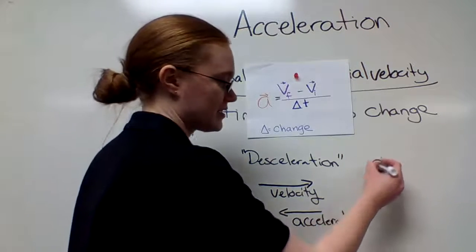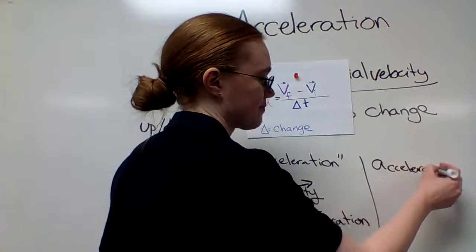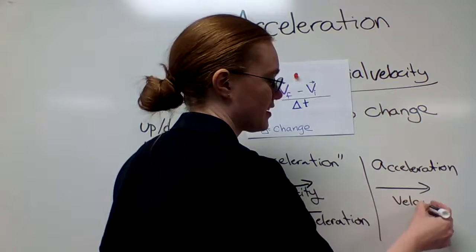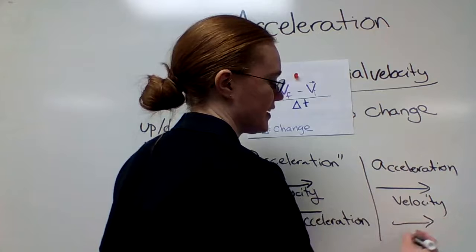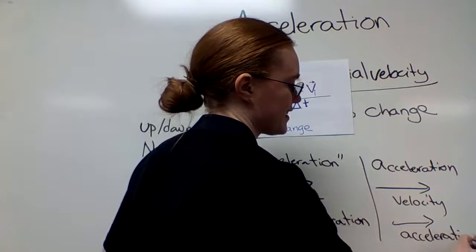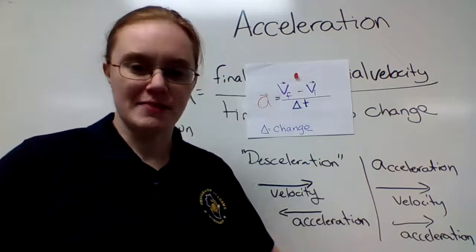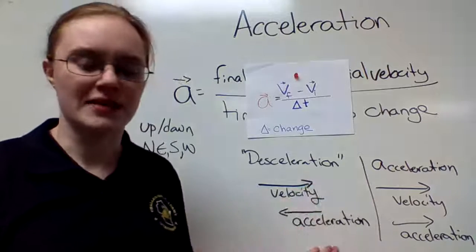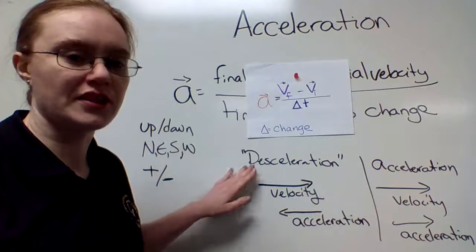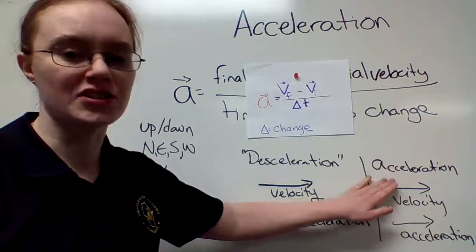So acceleration, where you're speeding up, velocity and acceleration are going to be in the same direction. Whatever is given to you, up, down, northeast, southwest, it doesn't matter. This is just a representation, an example to clarify that with direction, if something's slowing down, you need to make sure it's the opposite direction. If it's speeding up, it's going to be in the same direction.